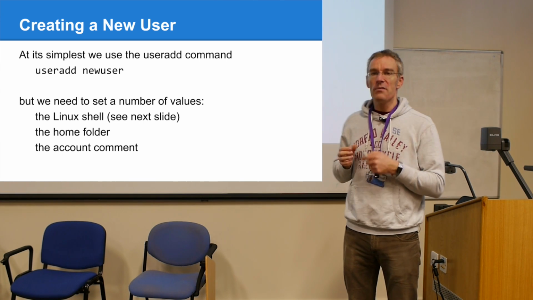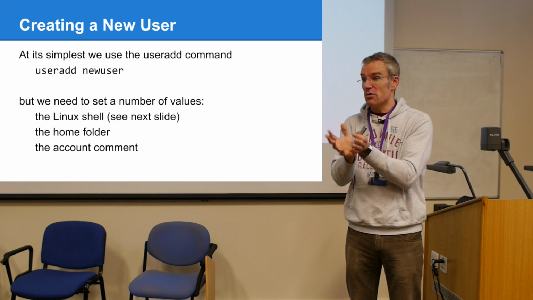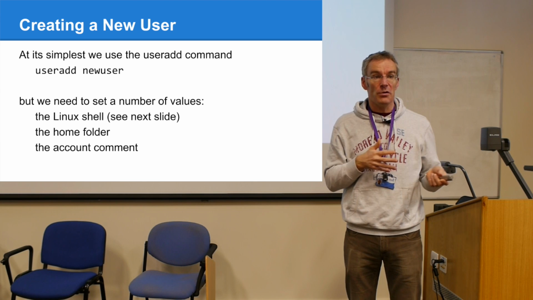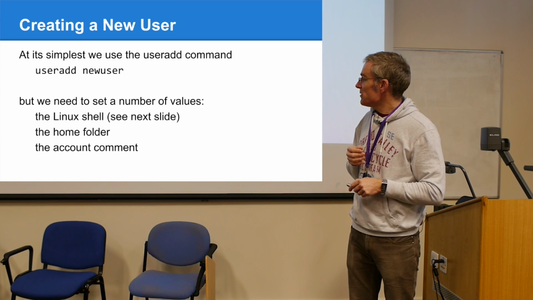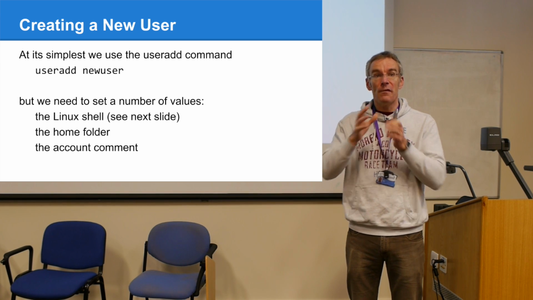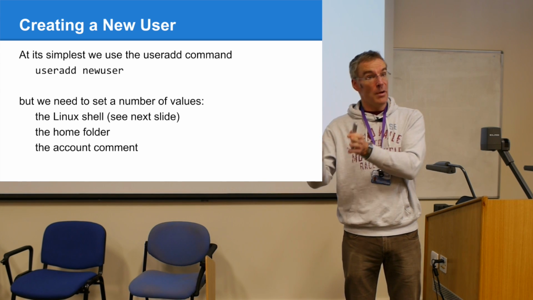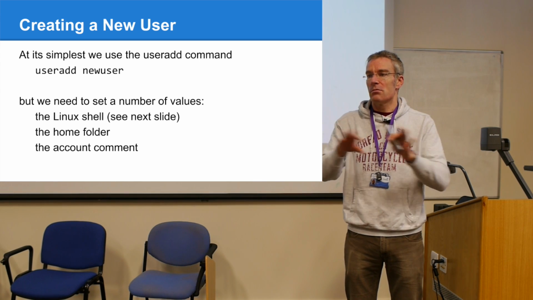Also, you have a home folder, don't you? When you log in, you have access to a folder. When you FTP in, you have access to a folder. Well, again, we have to tell it what that folder is going to be and to create the folder. And thirdly, there's something called a comment. And what we do for our comments, we put your full name in the comment section. So we can associate the username, which is the numerical value, with a person. It's just a string, a little comment.